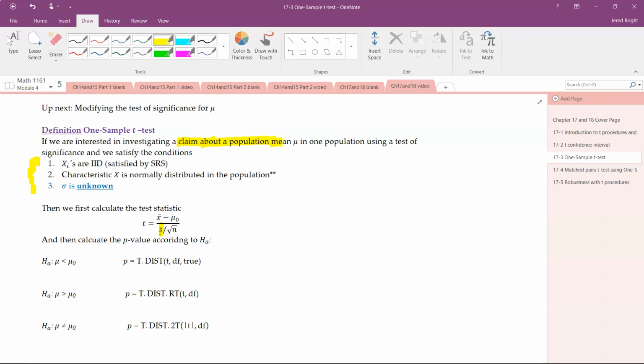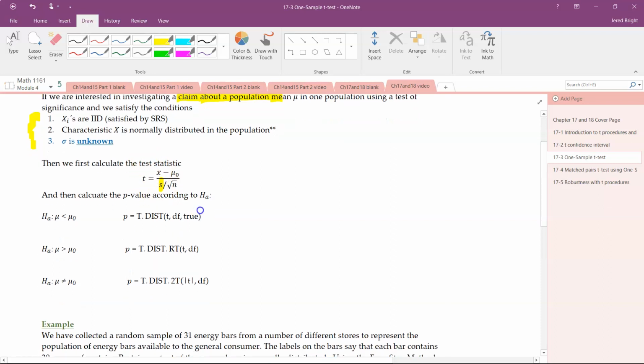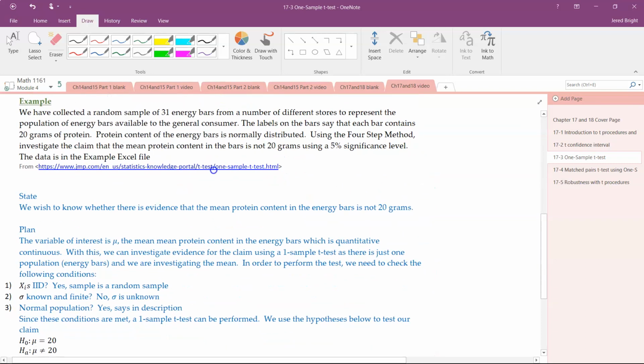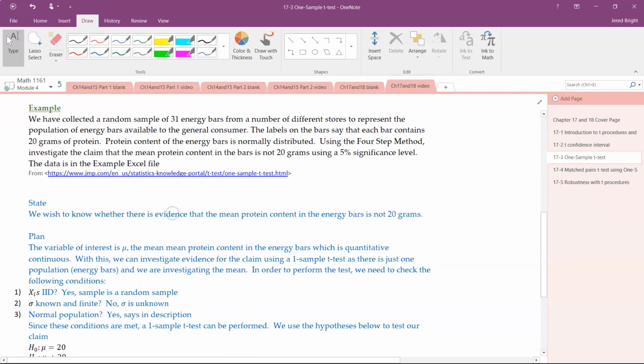And then of course with the p-value we have to calculate it using the t-distribution, so that's t.dist.rt, or t.dist.2t. So without further ado, let's dive into an example. Again, minor changes here in comparison to our z-test. So pause and read through the example if you need to.